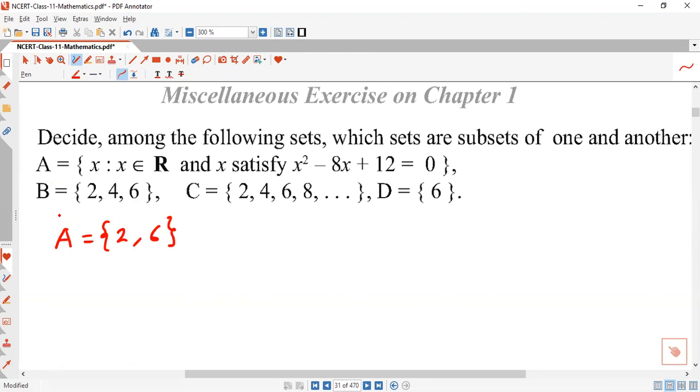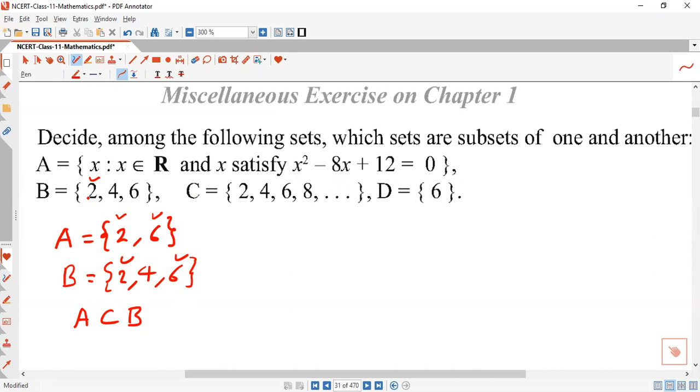Now we have to compare set A and set B. See, in set A the element is 2 and in set B the element is 2. Set A has element 6, and set B also has element 6. So all the elements of A, 2 and 6, are also elements of B. You see B is 2, 4, 6, so 2 and 6 both are here. So A is a subset of B. This is the symbol of subset.